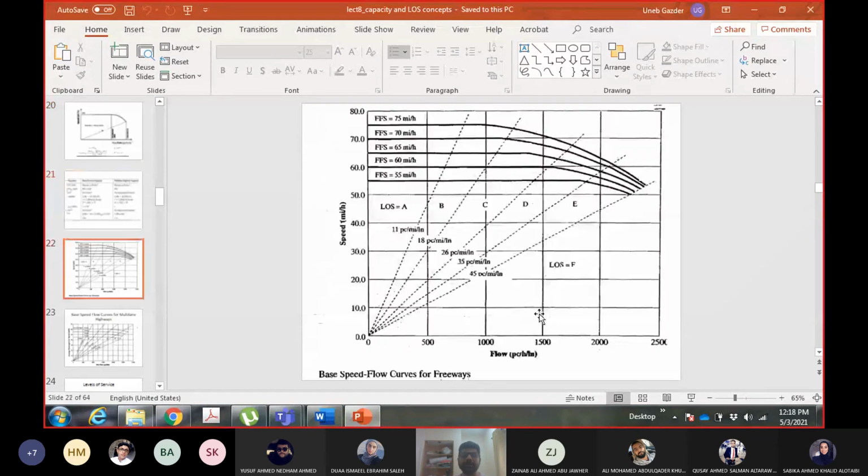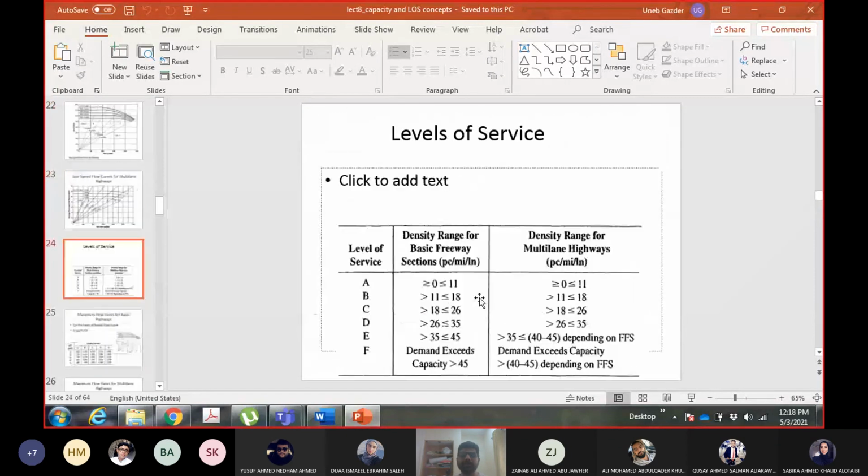In this table you can see for each level of service I have a maximum value of density. Take these values and take their inverse. The inverse of these values will be the slope of the line on the speed-flow graph which you have plotted. The inverse of density will be the slope of the line on that graph. So you take the inverse of 11, 18, 26, 35, 45. You will have 5 different values of the slopes.